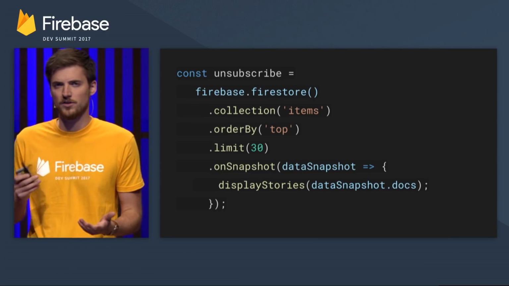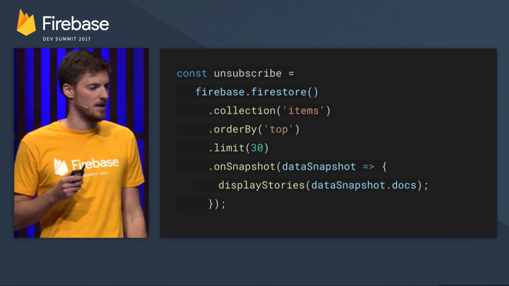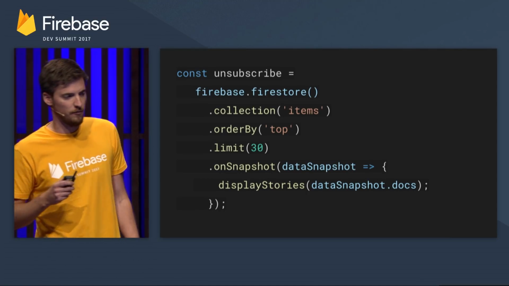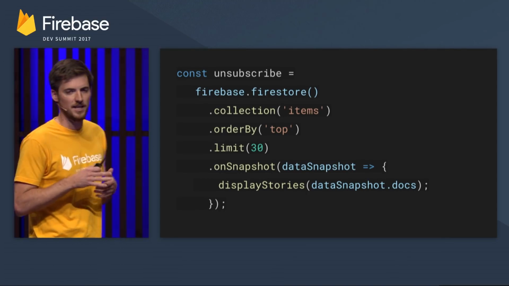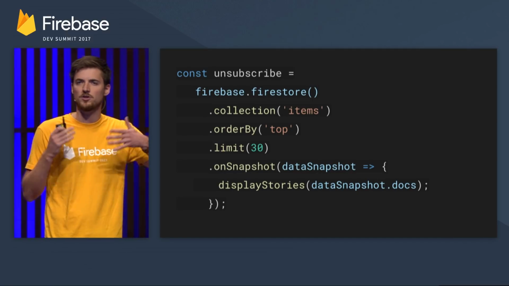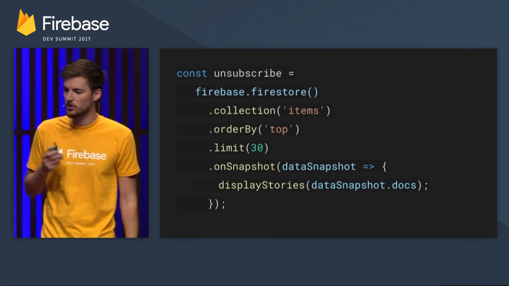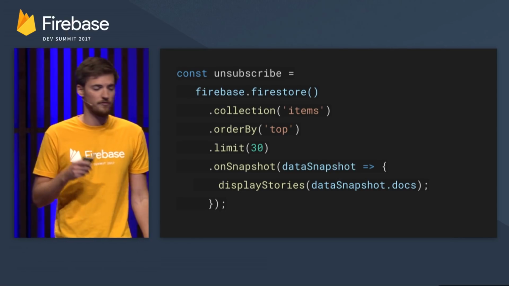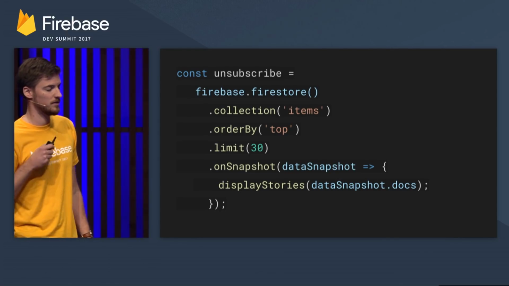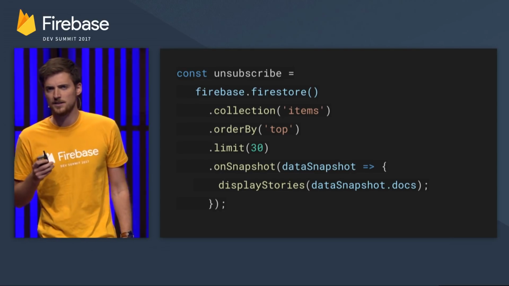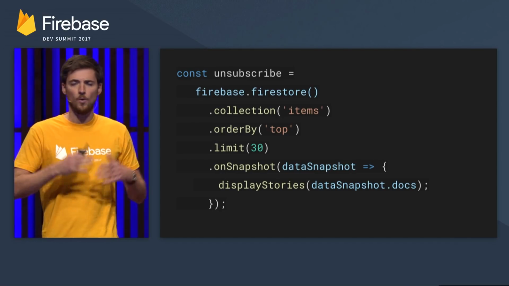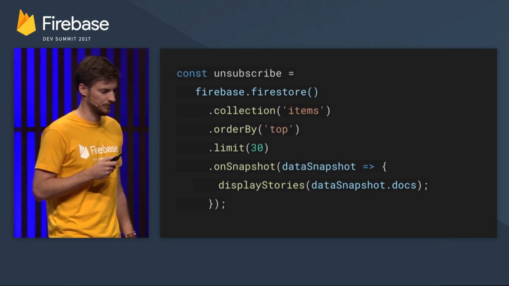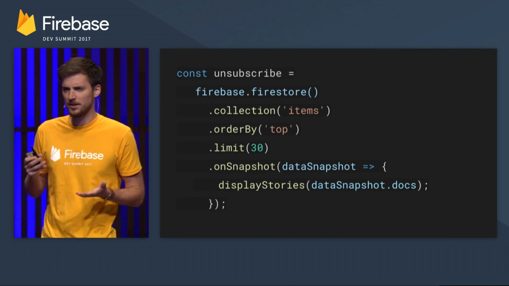Next, we have to tell Firestore which collection we want to query. In this case, we're querying the collection of items. For the front page, we don't want to display any kind of news story. We want to display the top news story. So we have a special property in the documents that tells us the order of the news stories on the front page. So we order by this property. And next, we don't want to display all news stories. We want to limit it to the top 30. So we add a limit. Now we've formulated the query.